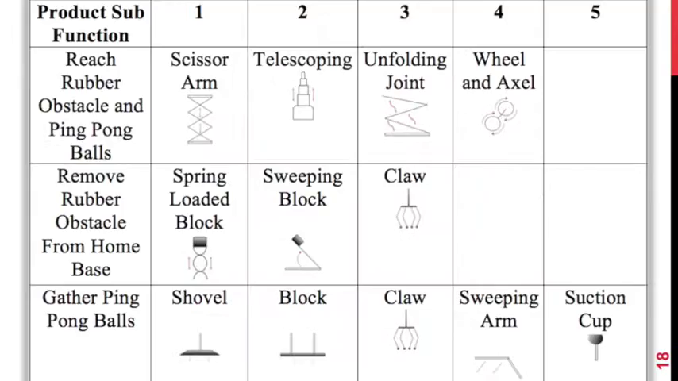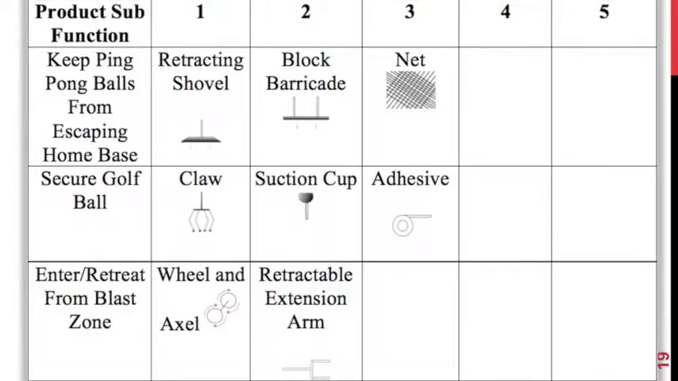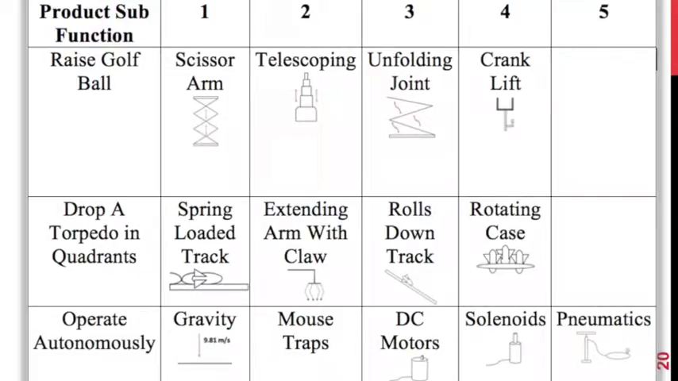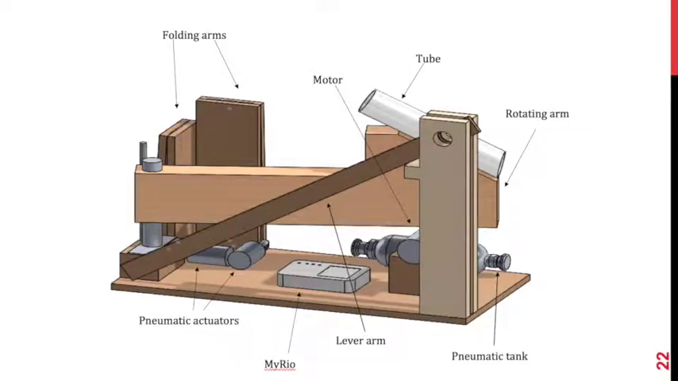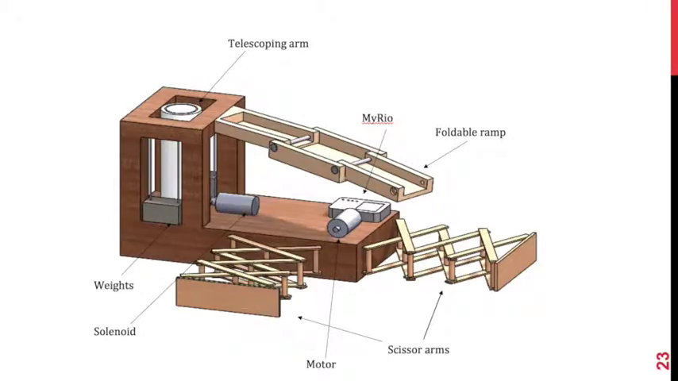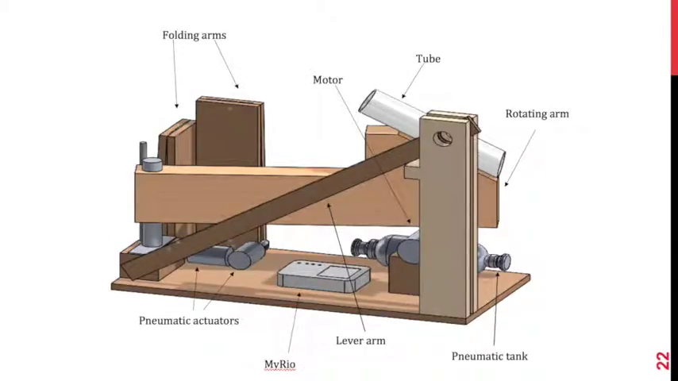Our first preliminary design includes things from the morphological chart, such as foldable arms to knock out the chew toys, a rotating arm to launch the torpedoes into the rotating center, and a lever arm to raise the golf ball 3 inches into the air. We also have pneumatic actuators and a pneumatic tank in order to assist in some of these functions, to make them quicker, more reliable, and better when we're competing against other teams.